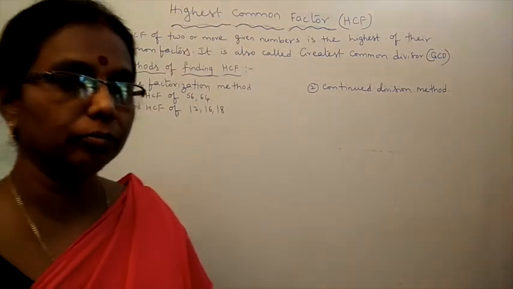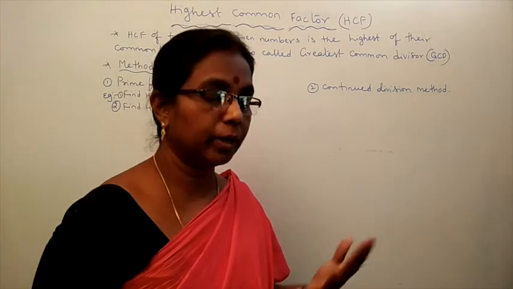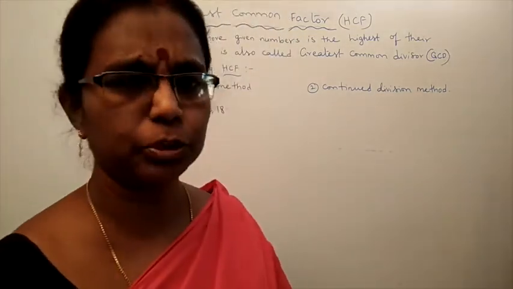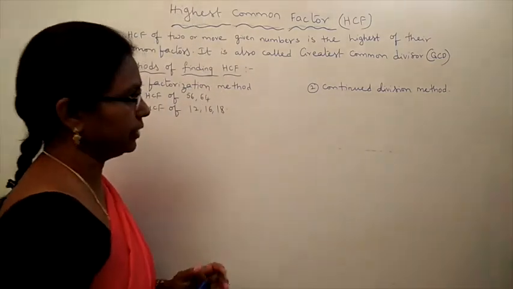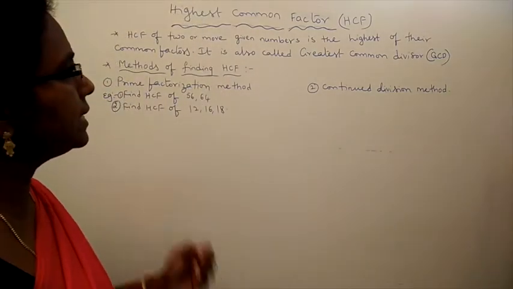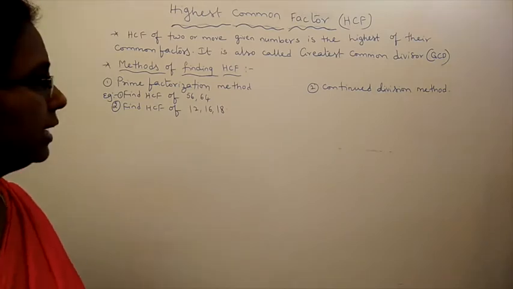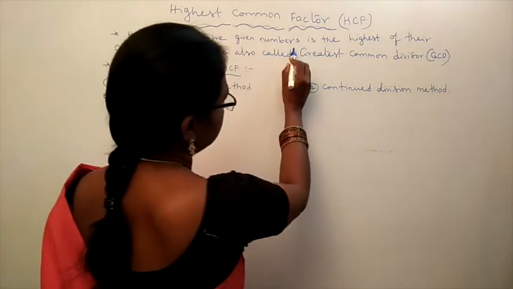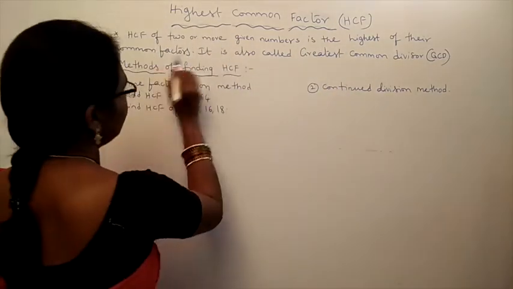Before that we learned factors, how to do factorization, prime factorization, prime numbers, composite numbers. Now HCF. What is that? Highest common factor. HCF of two or more given numbers is the highest of their common factors.